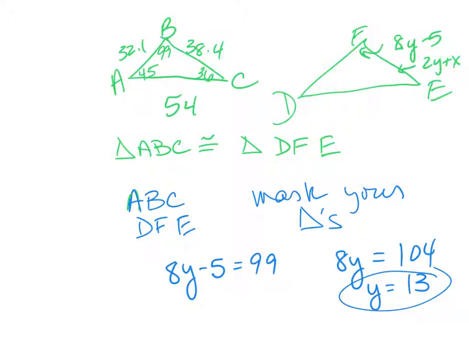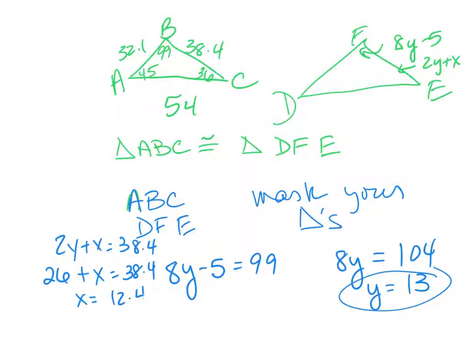So we already have Y and we need X. So we know that 2Y plus X equals 38.4, because those are the 2 sides that are equal. Y is 13, so that's 26. 2 times 13 plus X equals 38.4. So X equals 12.4 when you subtract the 26.